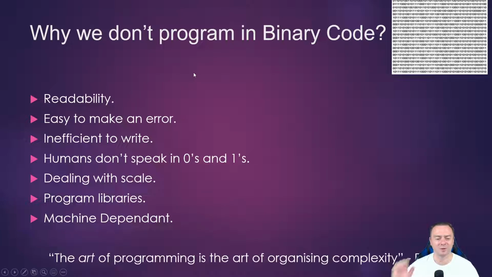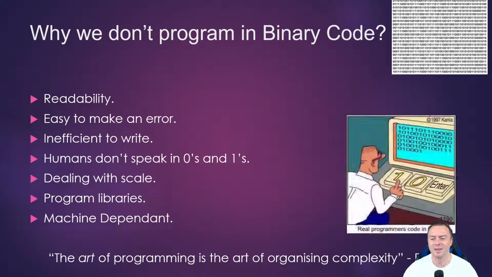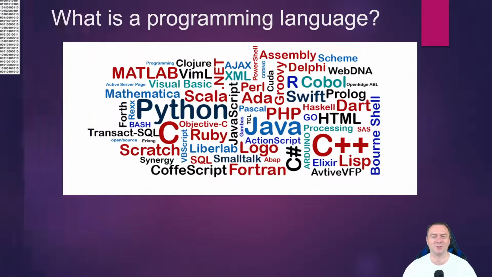So there's this really cool quote: the art of programming is the art of organizing complexity. And that is what our job as a computer scientist is. And then there's a really funny little joke: real programmers code in binary, just using 0, 1, and enter. I personally don't agree with that, but that's a joke.